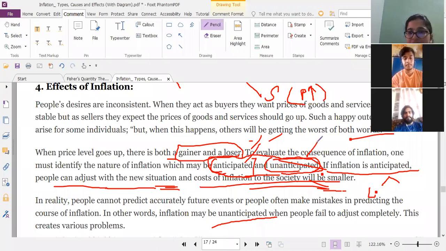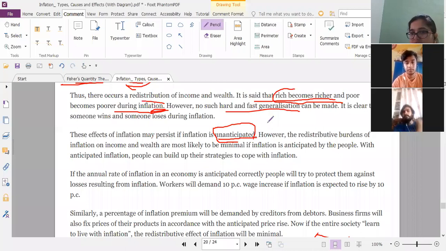But if it is anticipated, then the loss will be less. Thus, effects of inflation may persist if inflation is unanticipated. However, the redistributive burden of inflation on income and wealth is most likely to be minimal if inflation is anticipated. I just said this. The loss will be minimal, right, if it is anticipated.